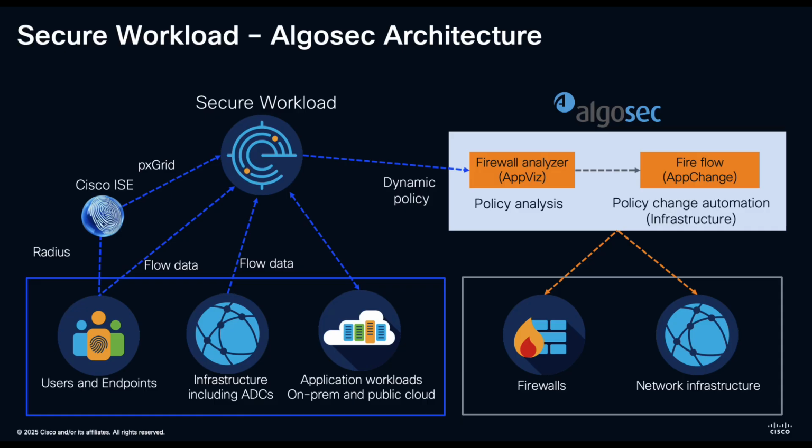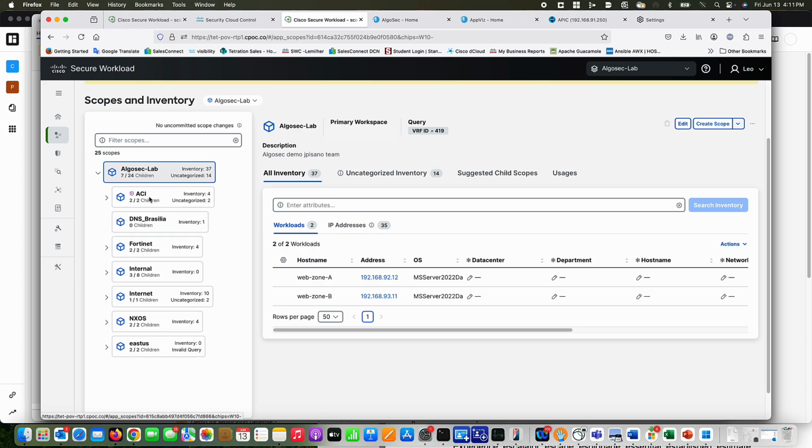Now, the Secure Workload and AlgoSec integration allows you to deploy consistent network segmentation policies throughout the environment. Secure Workload acts as the single source of truth for policies, discovering the application workload dependencies, which AlgoSec can then consume with the Secure Workload integration. This policy is discovered and analyzed with the AlgoSec AppVis module and then prepared for change management with the Fireflow module. So now let's jump into our demo environment, and you can see here the Secure Workload instance.